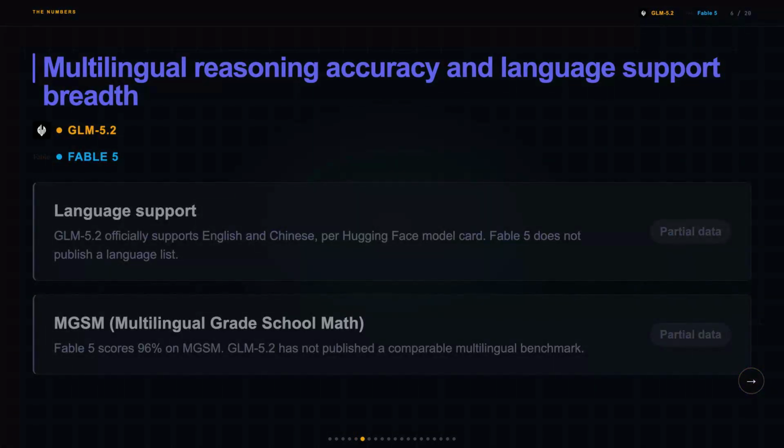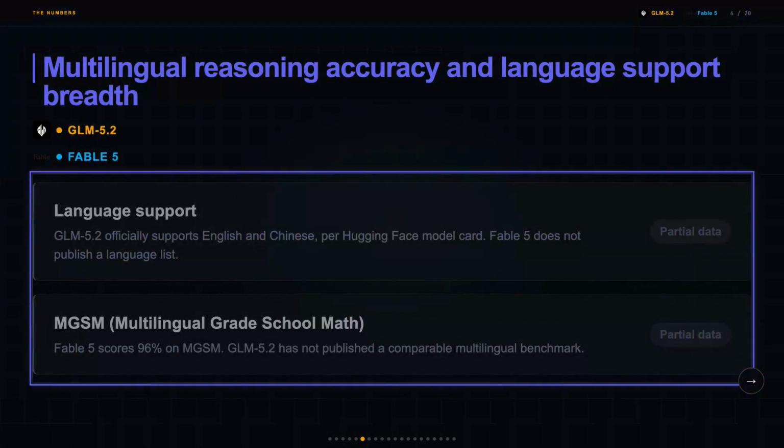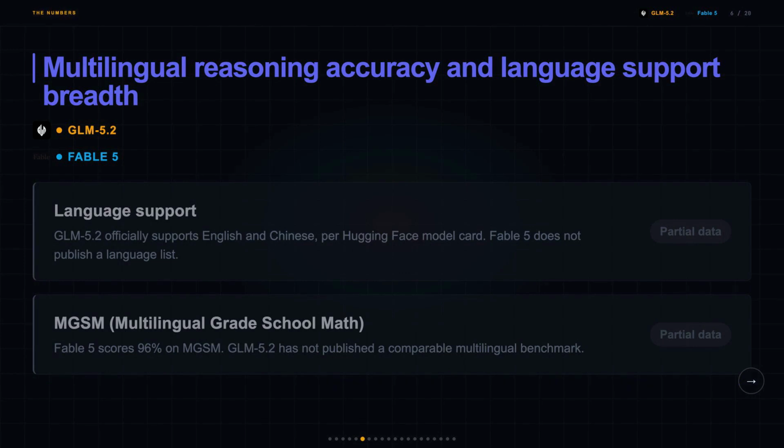What I found here is honestly frustrating because the data is one-sided. Fable 5 scores 96% on MGSM, which is multilingual grade school math, and that's a strong number, but GLM 5.2 has no published comparable benchmark at all. GLM 5.2 officially supports English and Chinese only per its Hugging Face model card, while Fable 5 doesn't even publish a language list, so you can see on screen its partial data on both sides.